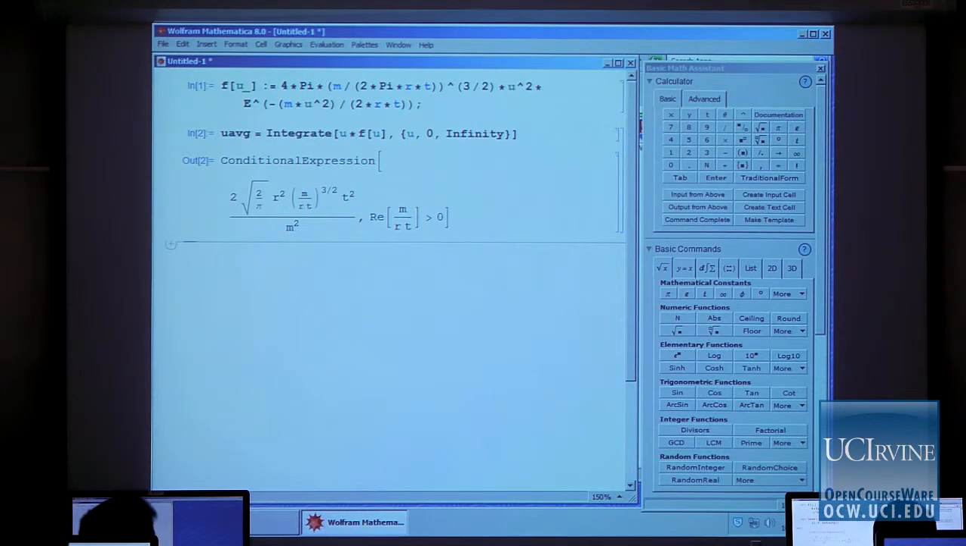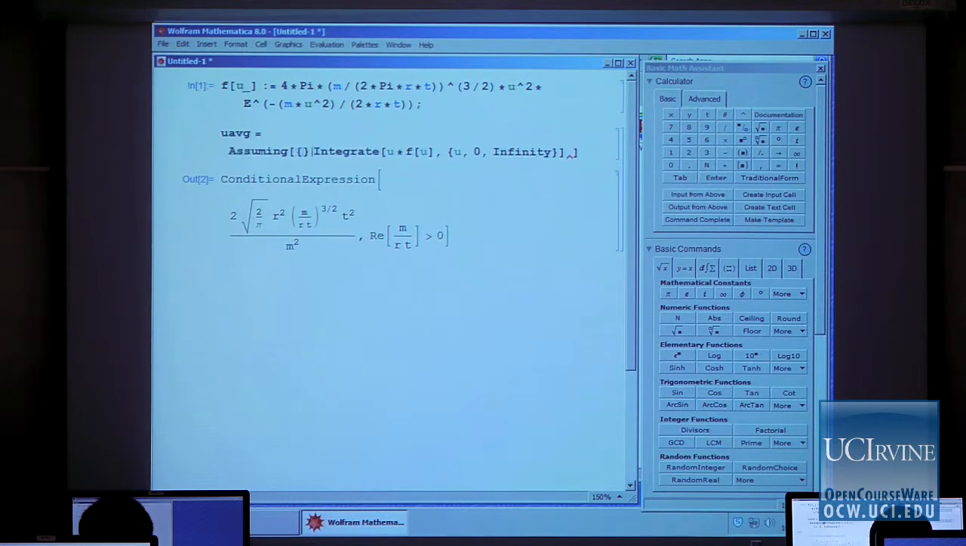So what is that telling us? We should put in some assumptions. All right, so what can we assume about this guy? I'm sorry, I can't hear you. Yeah, so let's put in assuming, and then put some brackets around here. And then we'll put in some curly brackets here for our assumptions, and a comma. Oh, I put the comma in the wrong place. So comma, there we go. Okay, so we know that m is greater than 0, R is greater than 0, and T is greater than 0. So we can try that and see if that'll give us a nice tidy expression.